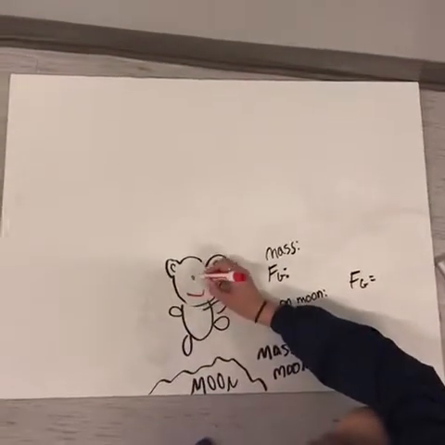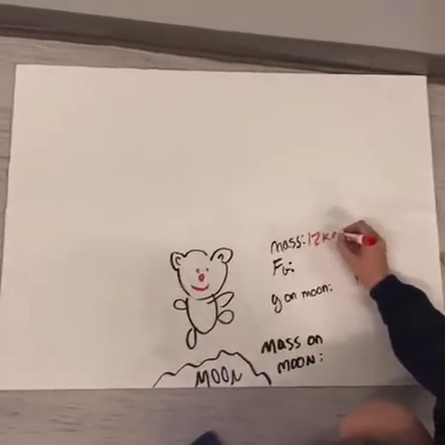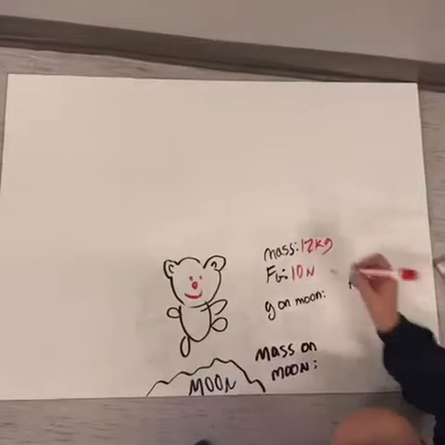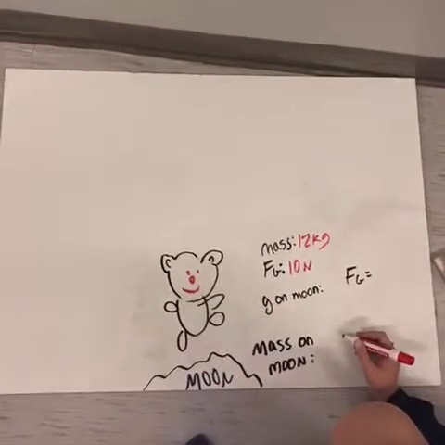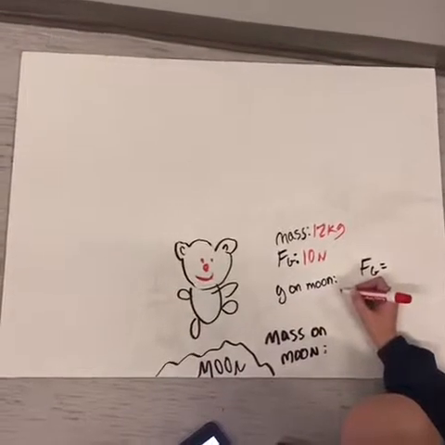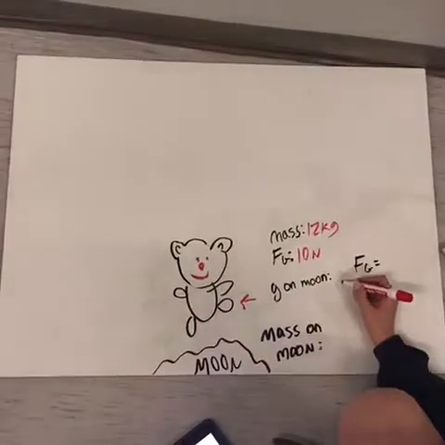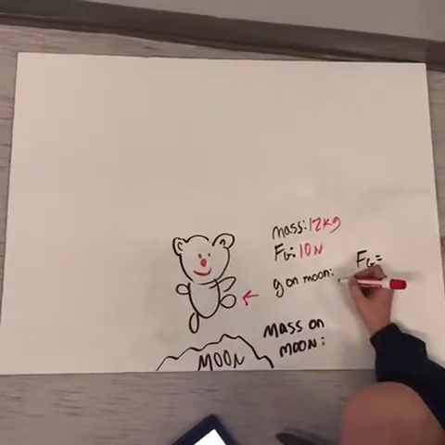For mass and weight, we have a bear with a mass of 12 kilograms and a weight of 10 newtons. Weight is the amount or quantity of how heavy something is. It's the product of the object's mass. The mass is the quantity of matter in a body. It does not change. However, the weight does.